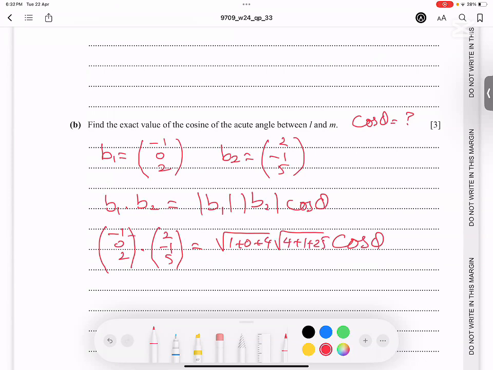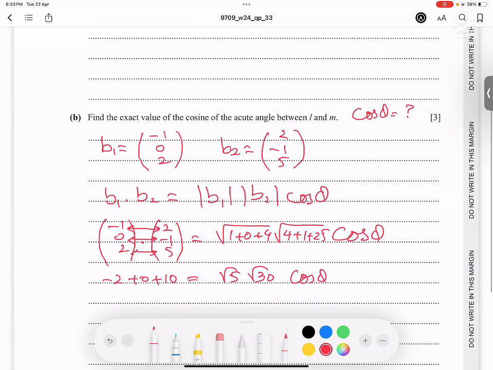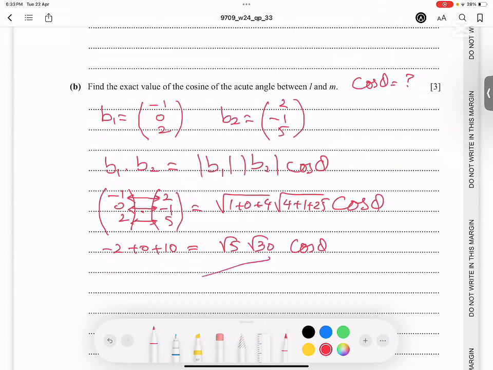So for the dot product, we always multiply the corresponding position values. So I got negative 2, I got 0, I got 2 times 5 is 10. And here I got root 5, and here I got root 30. And he asked to make cos theta the subject, so both of these will go down. So I can say cos theta is equal to 8 divided by root 5 times root 30.